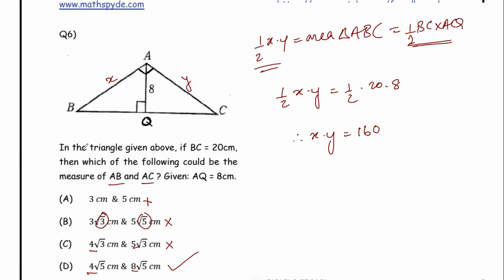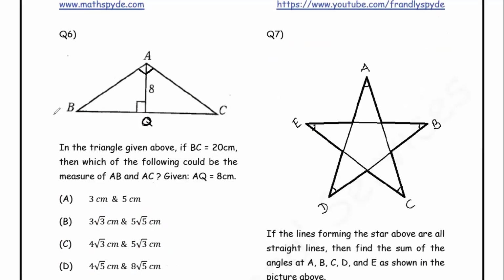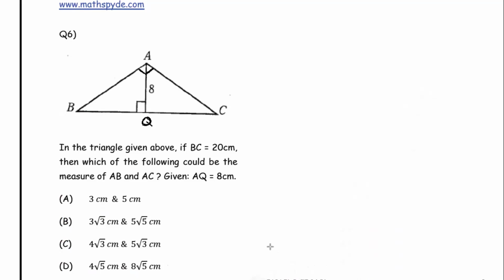Now, if you were to solve this to actually get 4 root 5 and 8 root 5 as the answer, then there are two ways to solve this. One way is using Pythagoras theorem, and the other way is using similarity. So, we'll use similarity first.